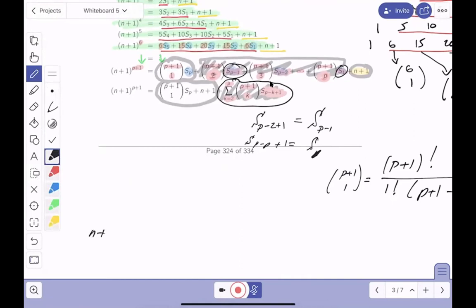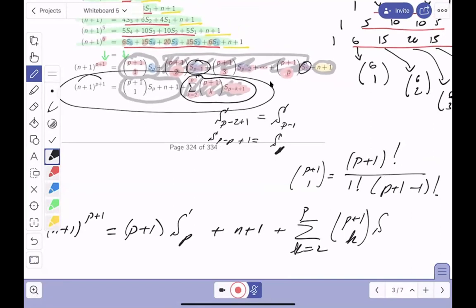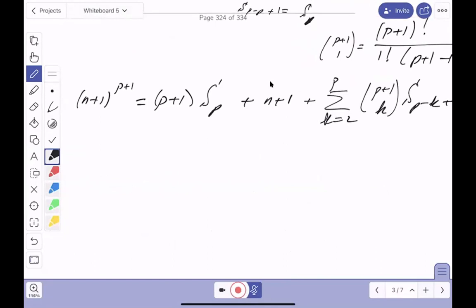So n plus 1 to the P plus 1. And again, I'm looking at this. Is P plus 1 times SP plus n plus 1 plus the sum k equals 2 to P plus 1, k. Whoops, I always do that too. I shouldn't do that because that's a different meaning when I do that. And then S, P minus k plus 1. It's not easy. I'm not saying it's going to be easy for you.